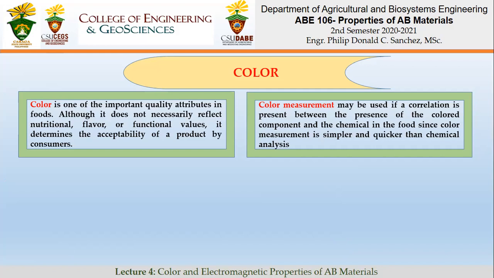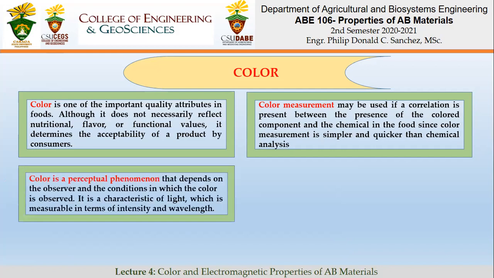Okay, so color measurement may be used if a correlation is present between the presence of the colored component and the chemical in the food, since color measurement is simpler and quicker than chemical analysis. Why? Because when you measure the color, you just use instrumental measurements against the peel or the husk of that particular food product or sample, and then you can get the color values in terms of lightness, chroma, hue, whatever, and then you can correlate them against its internal properties, like moisture content, soluble solid content, acidity or whatever. So color can be correlated with the other internal characteristics of the food materials.